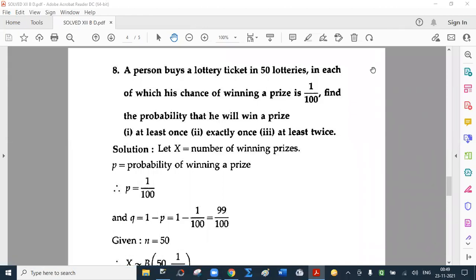Sum number 8. A person buys a lottery ticket in 50 lotteries, in each of which his chance of winning a prize is 1 by 100. Find the probability that he will win a prize at least once. Second part, exactly once. Third part, at least twice.